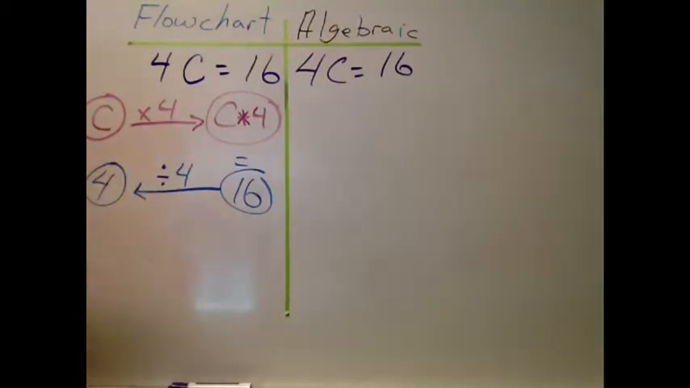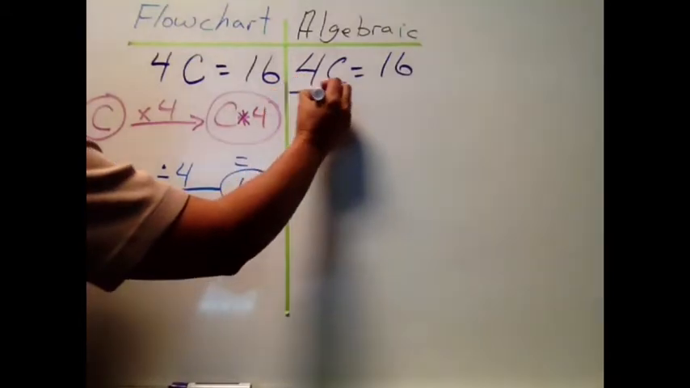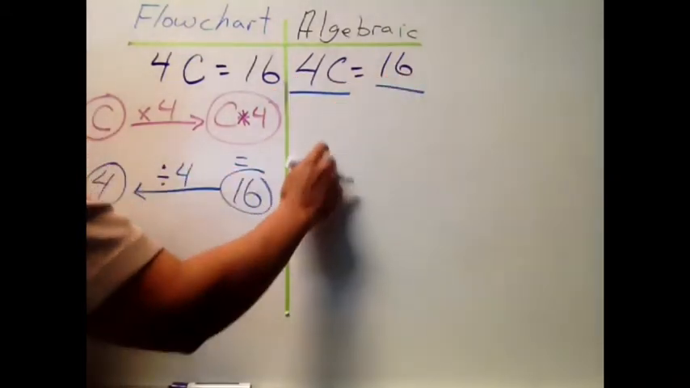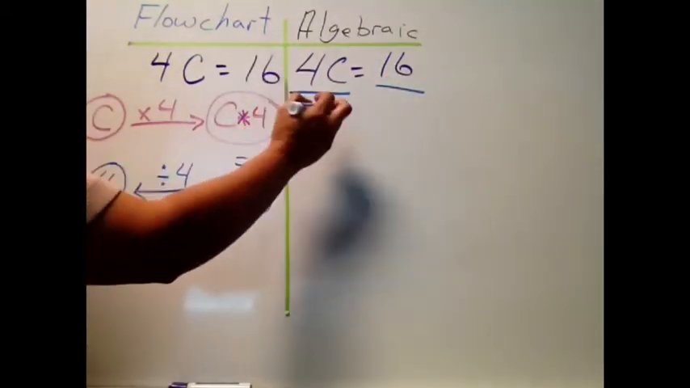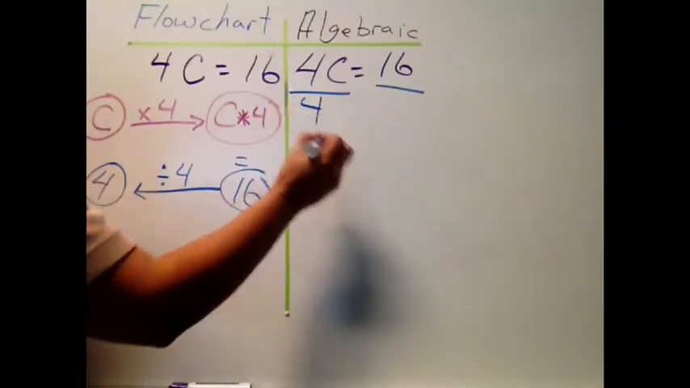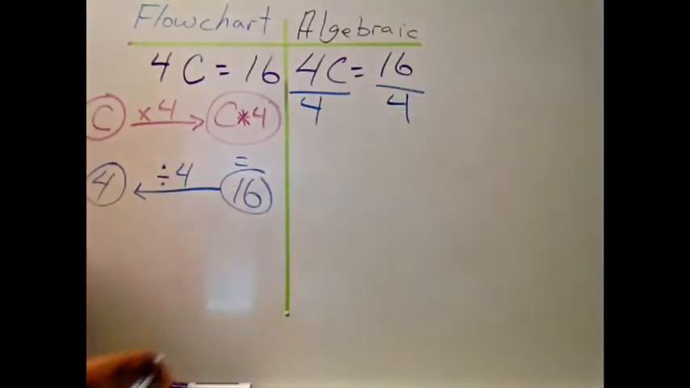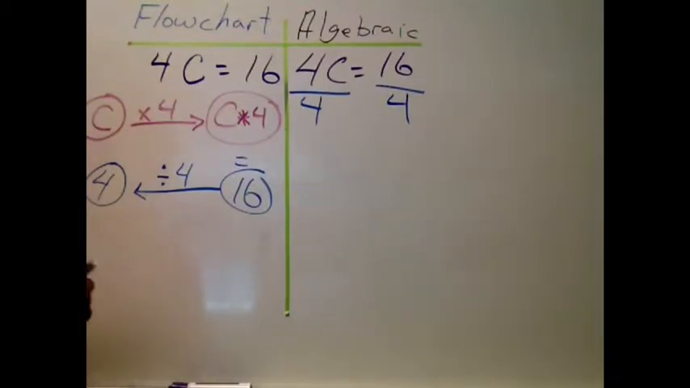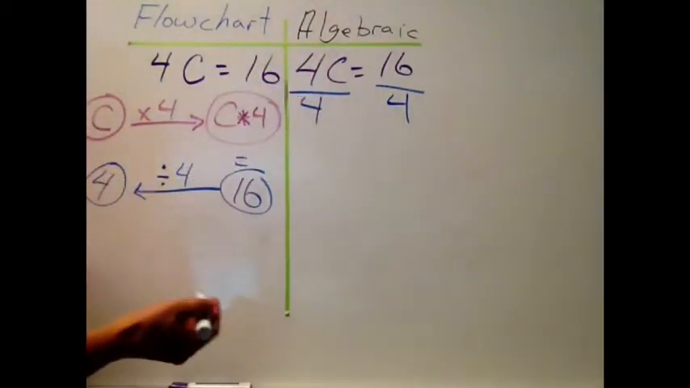Now, one of the things you need to remember is that division is going to look different now in 7th grade. Division now looks like a fraction. We're dividing by 4. We want to get rid of this 4, so let's divide by 4. And we're going to use our property of 1. Our property of 1 says that any number over itself, 4 over 4, is equal to 1.